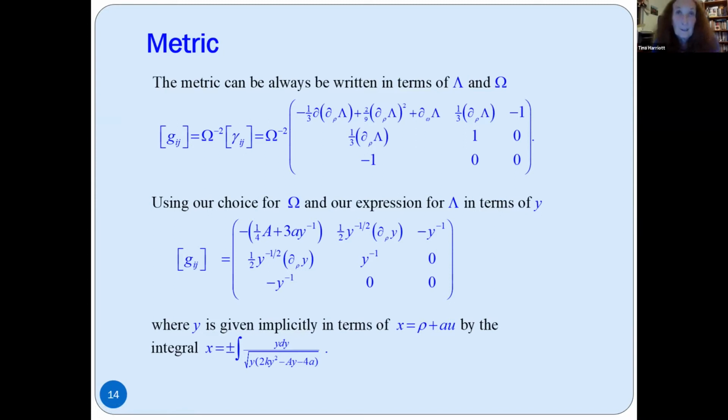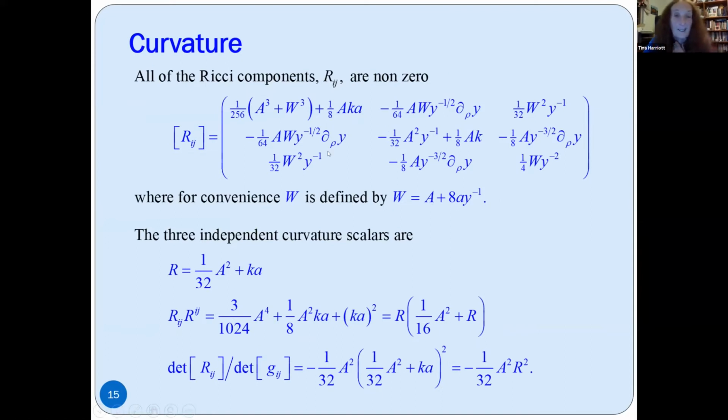Having got lambda and omega, one can always write the metric in terms of those two functions, and the general expression is shown here. And you can now understand a little better what the omega is. It arises as a conformal factor of the metric, and is in fact equal to the g omega omega component. For our particular solution, the metric appears as shown here. And with the metric tensor, we can of course now calculate the Ricci tensor shown here, where we introduce one final shorthand notation, w equal to a plus 8a y to the minus one.